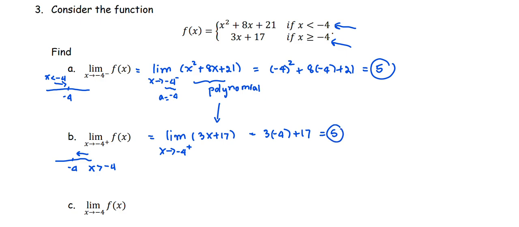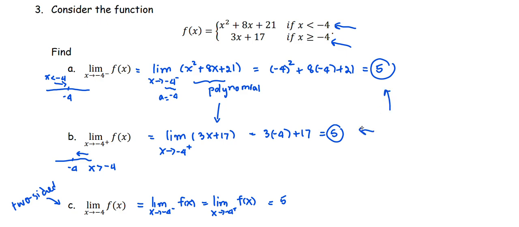Move on to part C, the limit of f of x as x approaches -4. If you don't see a superscript plus sign or minus sign, that means this is the two-sided limit. For the two-sided limit to exist, the left-sided limit of the function must be the same as the right-sided limit of the function. From part A and part B, we found those two numbers are the same. Therefore, the two-sided limit does exist, and its value is 5.